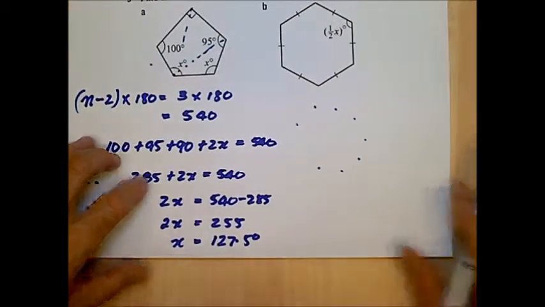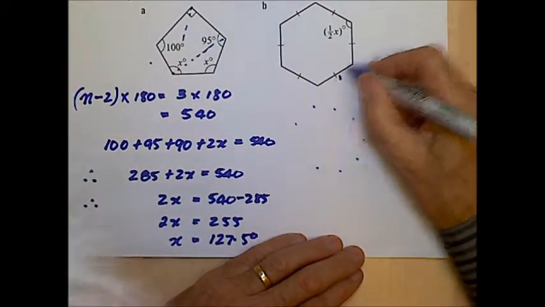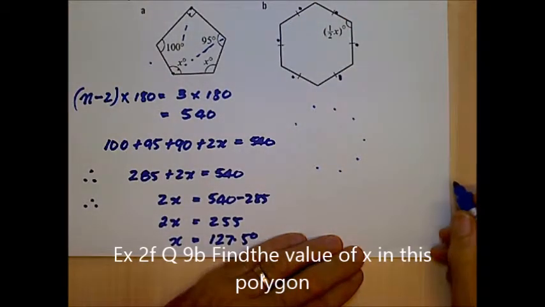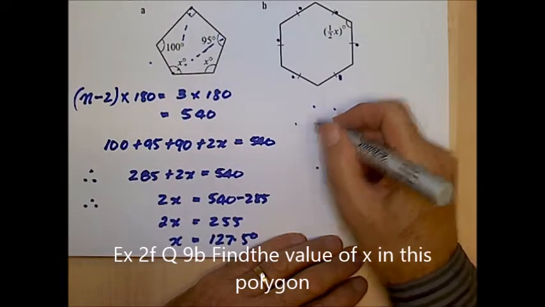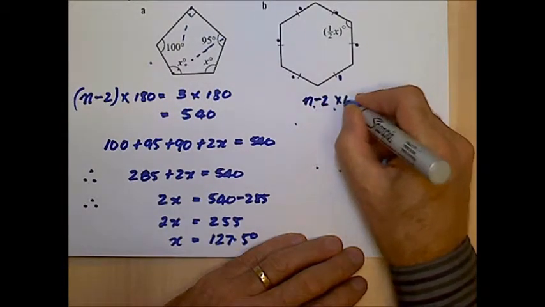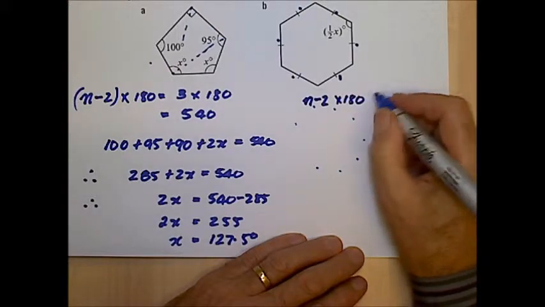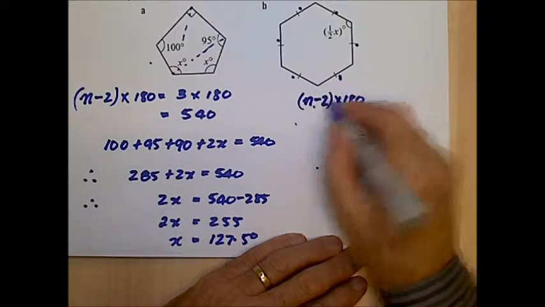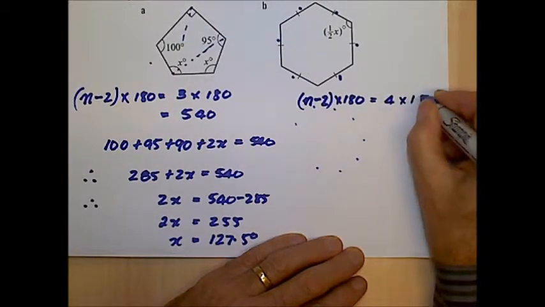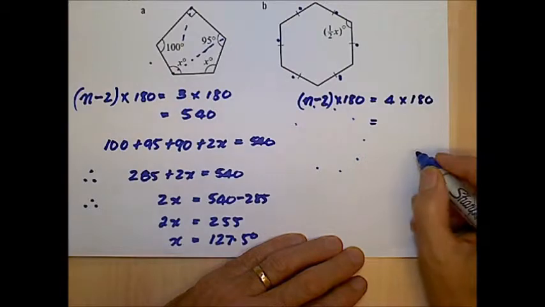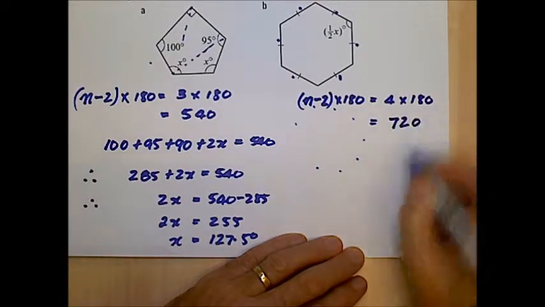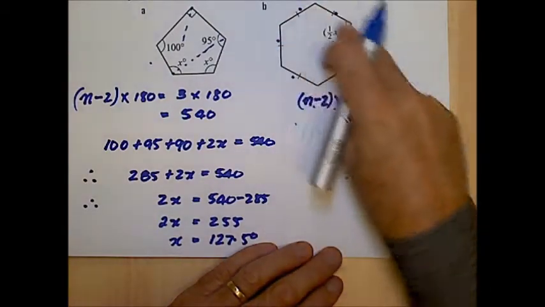Now the next shape that we've got, we count the sides first. There's 1, 2, 3, 4, 5, 6. So this shape is a hexagon. The internal angles of this will add up to n minus 2 multiplied by 180, which, because n is equal to 6, will be equal to 4 times 180. Now 4 times 180 is going to be equal to 720. So this time the angles on the inside will add up to 720.